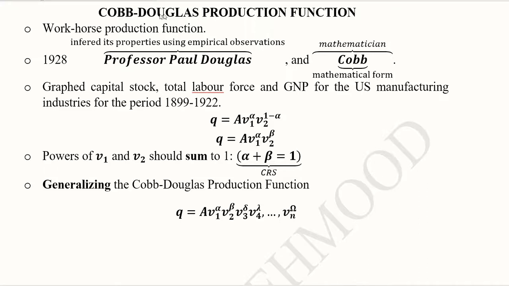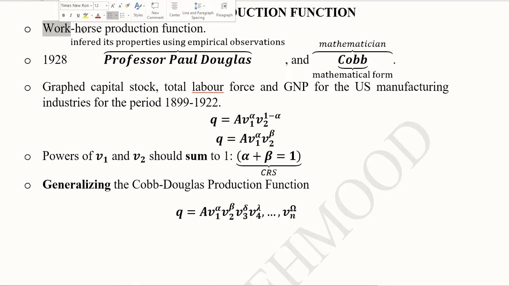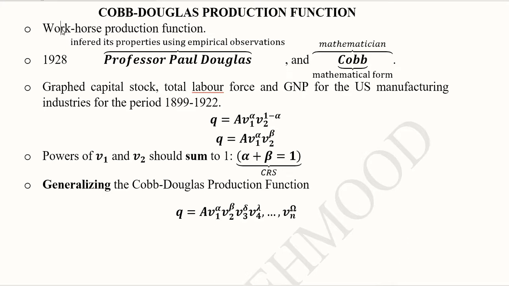This short video is about the Cobb-Douglas production function, which is a very famous production function in economics. It is also known as the workhorse production function, and the reason is simple, because whenever we see the empirical literature, we find that most of the times it is used instead of any other production function form.